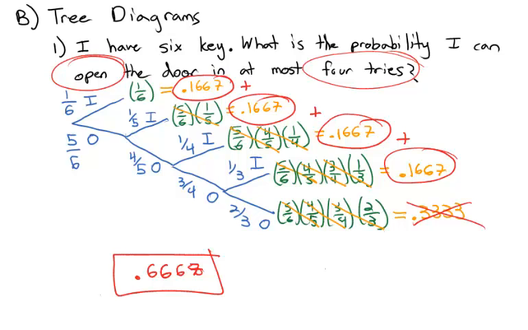So the probability I get in at most 4 tries is 0.6668. About 2/3 of a chance that I get in at most 4 tries. The tree diagram really helped me visualize how many keys were left. There were 6 keys, then there were 5 keys, then there were 4 keys, then there were 3 keys, and that really helped me see and adjust my conditional probabilities.